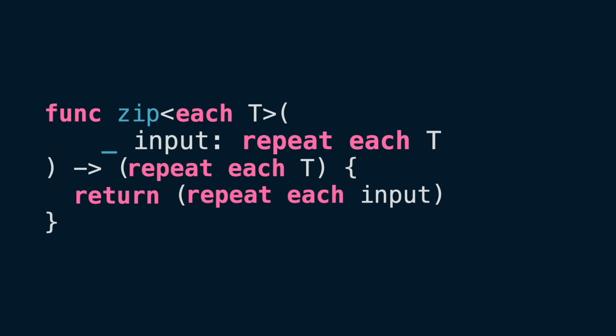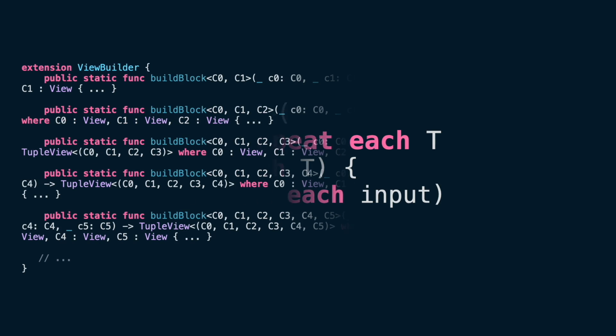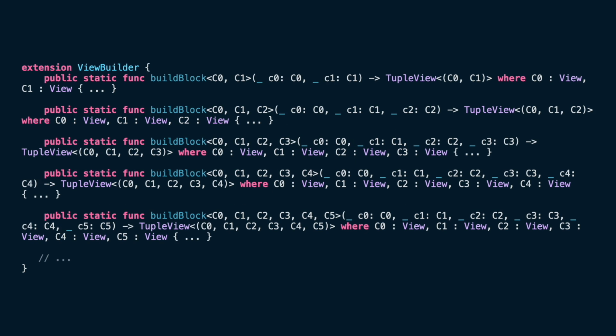Now the question is, how can I know if I need parameter packs in my implementation? If you see duplicated generic code like this, definitely you need parameter packs.